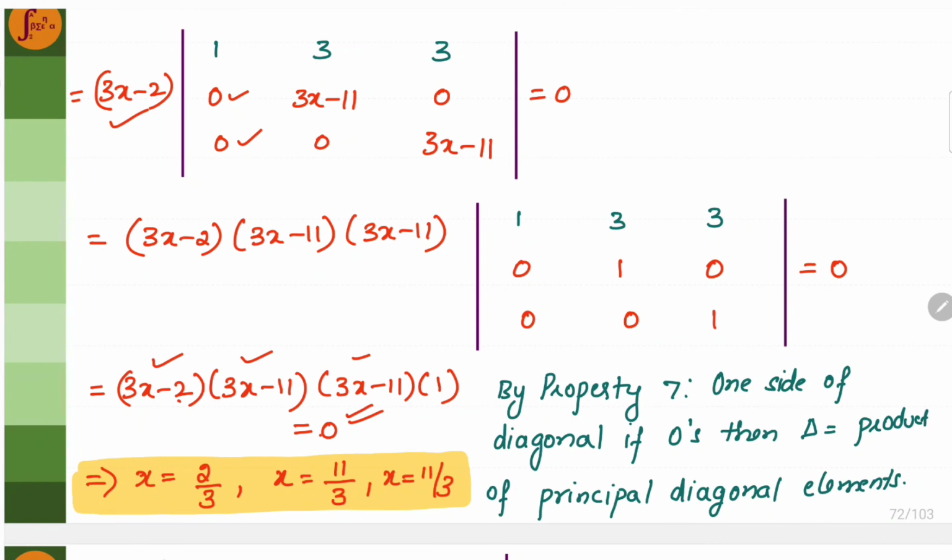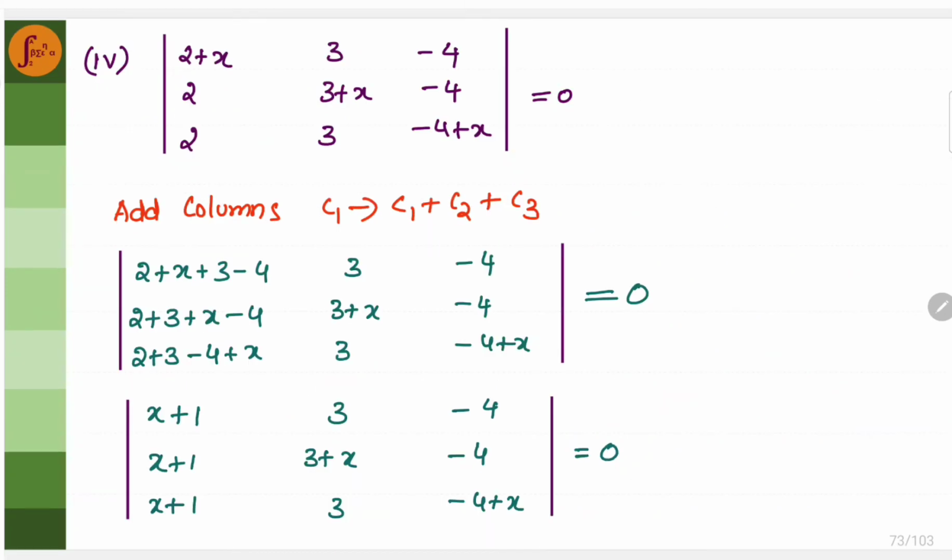And one more thing I forgot to mention here. Here the determinant is the product of the principal diagonal. This is the principal diagonal. If you notice, all the elements besides the diagonal are zeros. All these are zeros. Since all these are zeros, the determinant is 1 into 1 into 1, which is 1. So this is by property 7.